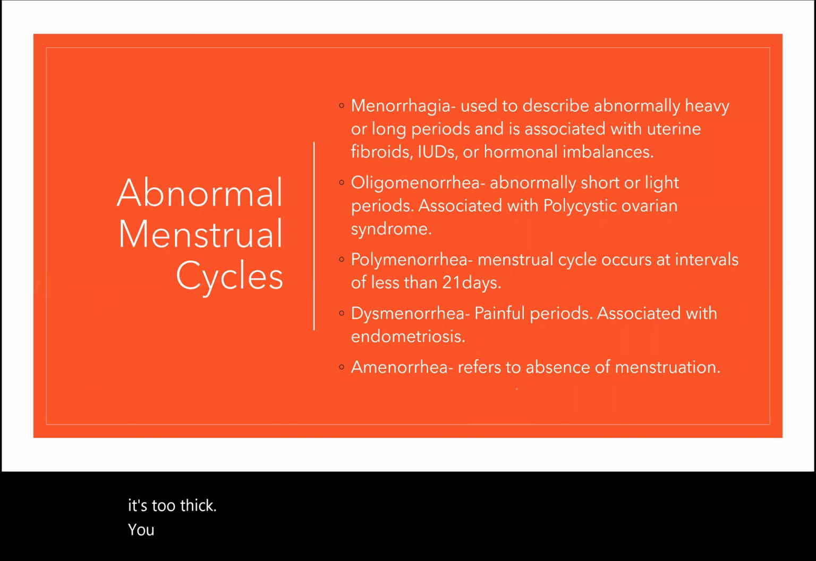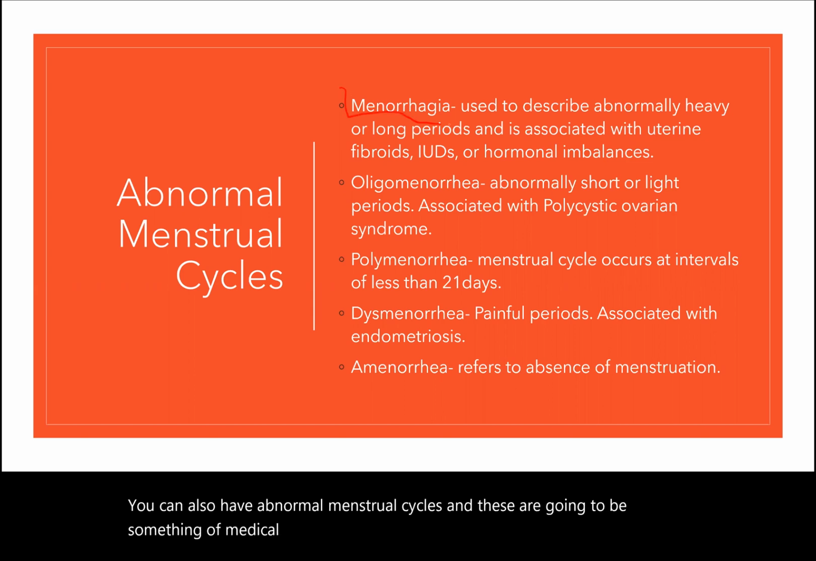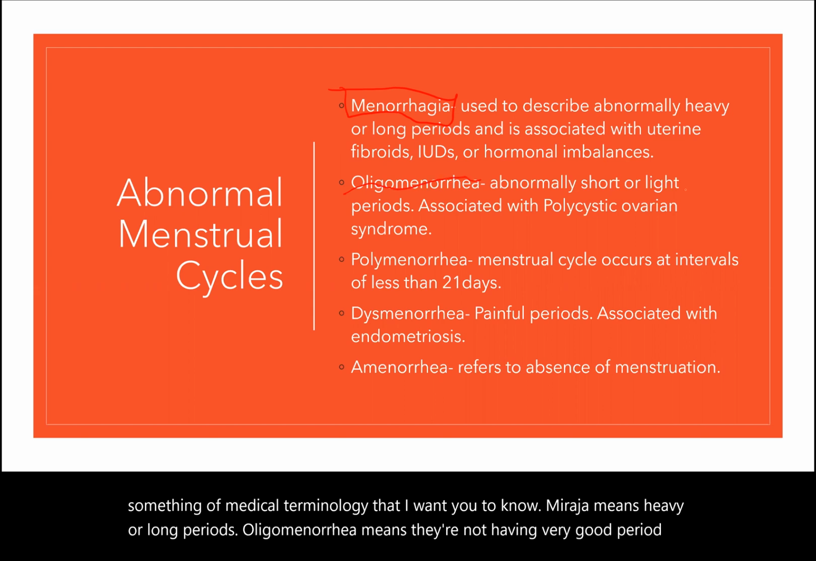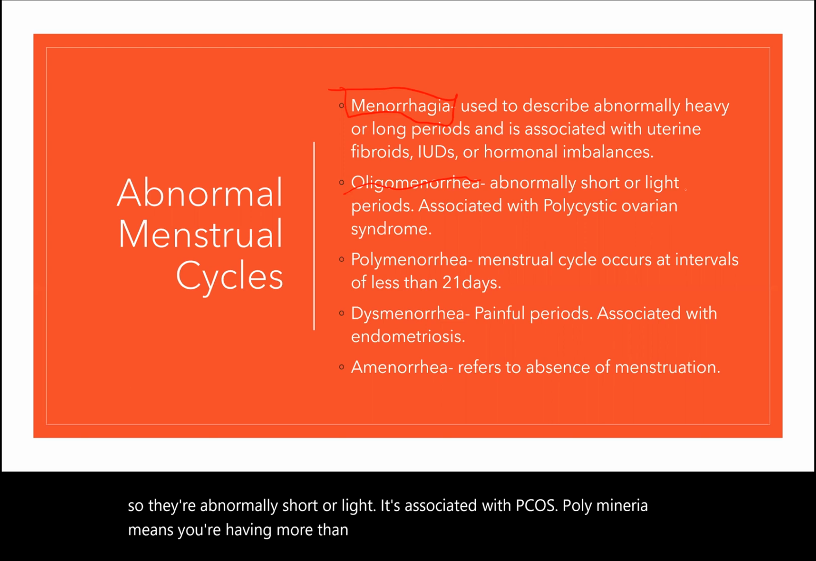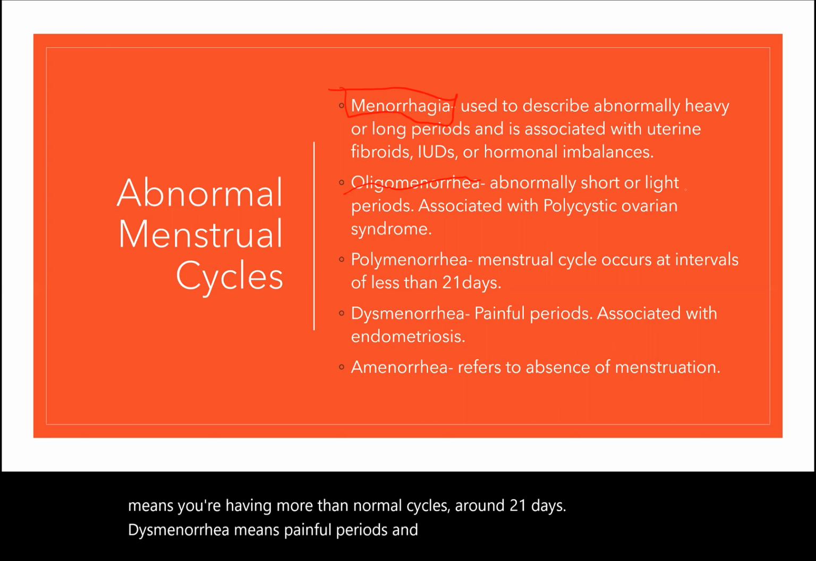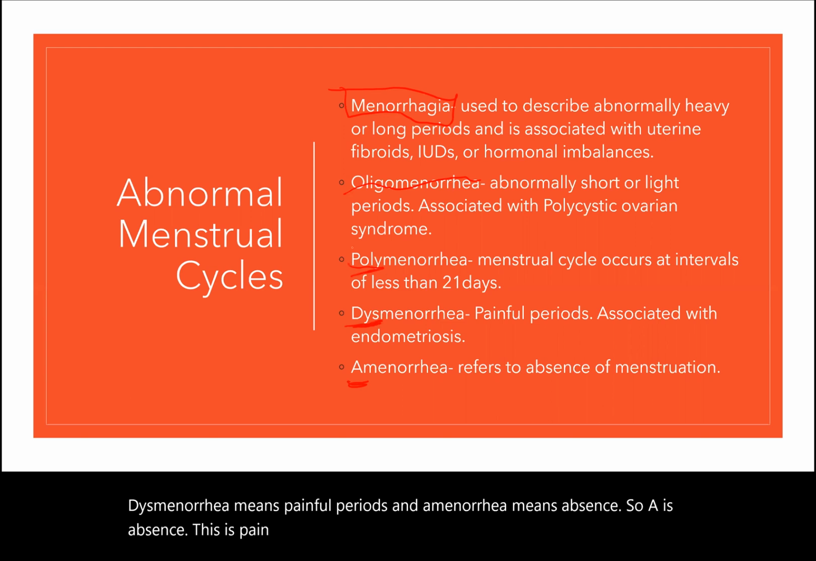You can also have abnormal menstrual cycles. And these are going to be some of your medical terminology that I want you to know. Menorrhagia means heavy or long periods. Oligomenorrhea means they're not having very good periods, so they're abnormally short or light. It's associated with PCOS. Polymenorrhea means you're having more than normal cycles around 21 days. Dysmenorrhea means painful periods, and amenorrhea means absence. So A is absence, dys is pain, poly is more, oligo is less, and menorrhagia is heavy and painful.